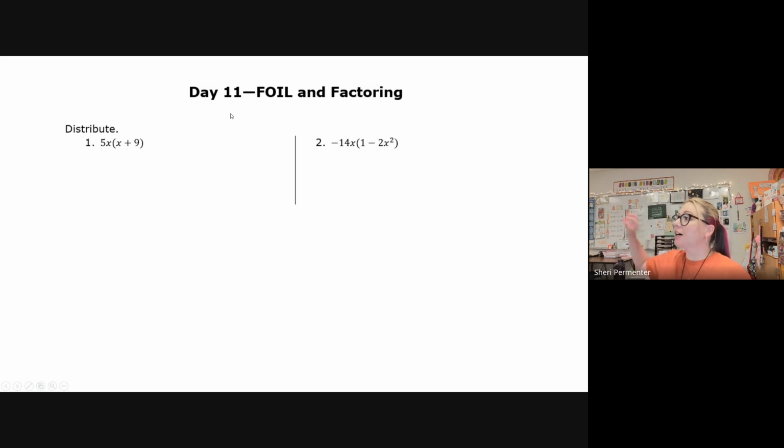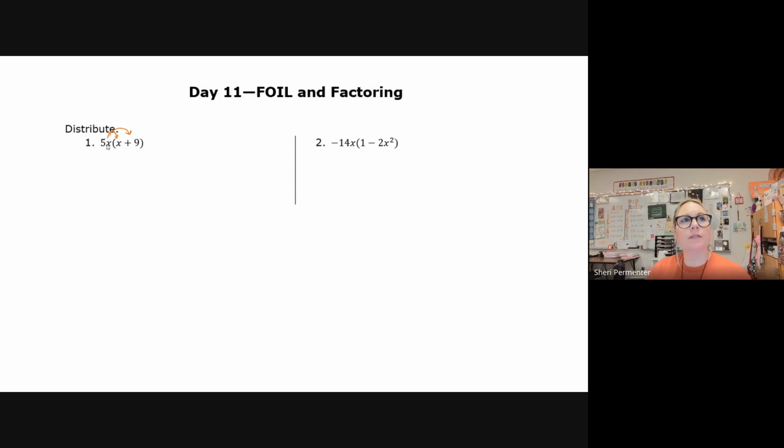Today we're gonna start with FOIL and distributing, which is just multiplying, and then we're gonna do the new stuff, which is factoring. So distributing, y'all all know how to distribute. Y'all are pretty good at it, actually. Y'all learned distributing quite a while ago. So to distribute, we're going to take the 5x and we're going to distribute it into both pieces or both terms.